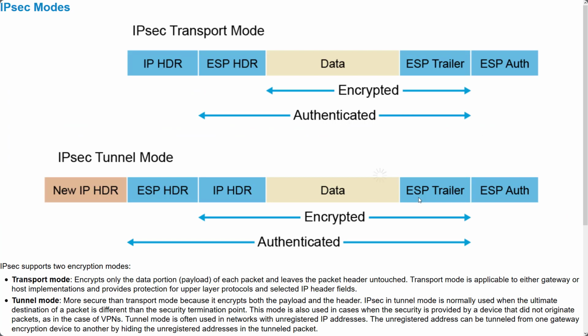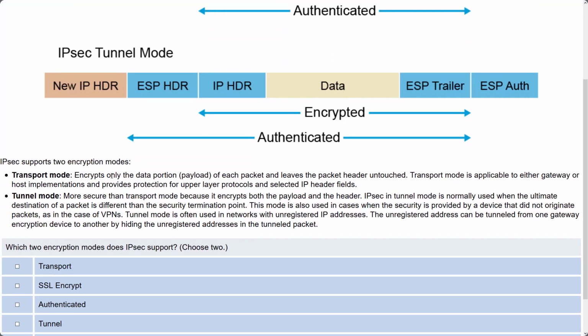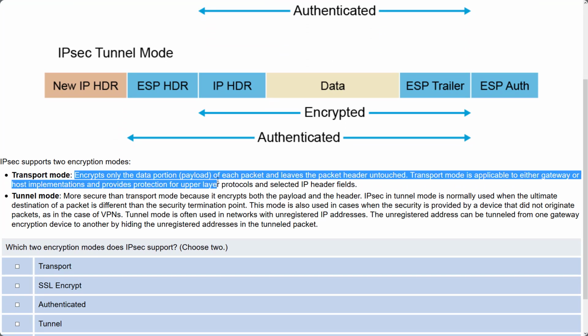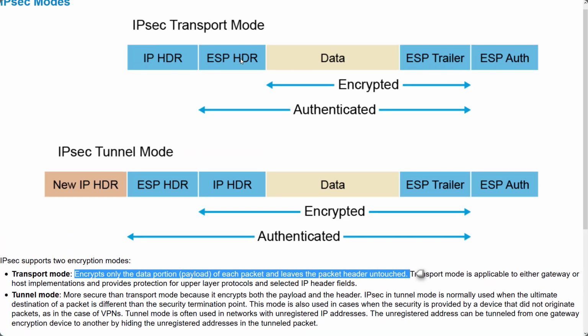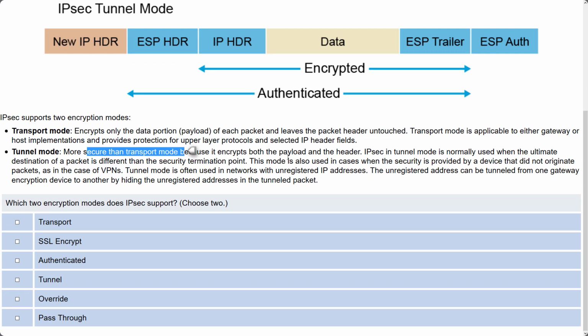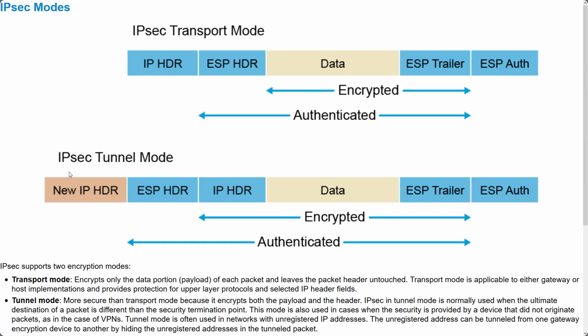All right. Now, this slide here, we already did a deep dive into in one of our previous discussions, so we can just skip over this. But again, transport mode encrypts only the data portion of the payload, each packet, and leaves the packet header untouched. We can see that listed up here. And then tunnel mode is more secure because it encrypts both the payload and the header. Gateway or host-based implementations, typically either encapsulated packets or host-to-host communication, and tunnel mode is typically used for gateway-to-host or gateway-to-gateway communication. All right, so we don't need to get into a lot of detail here. We've already taken a look at this.